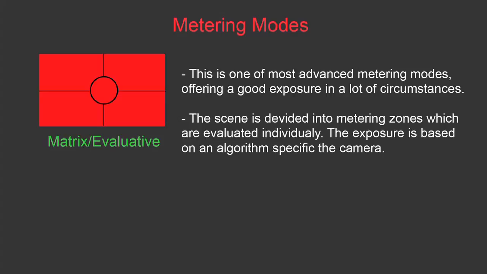Matrix or evaluative metering is one of the most advanced metering modes, offering a good exposure in a lot of situations. The way it works, the scene is divided into metering zones, which are evaluated individually, and exposure is based on a specific algorithm of the camera. Every camera company made up those algorithms, which are a big secret, of course, and they usually work pretty well. This metering I use a lot.